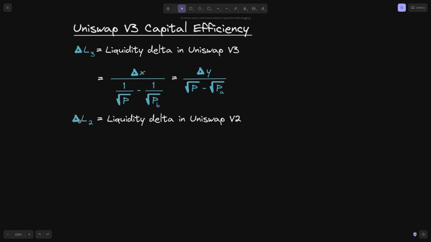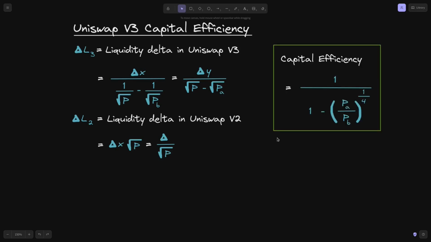We'll also say that delta L2 is the liquidity delta in Uniswap V2. If we were to add some tokens to Uniswap V2, then the liquidity will change and we'll label this as delta L2. In Uniswap V2, the liquidity delta can be expressed as the amount of tokens that go in and the current price. Again, this is discussed in another video, which I'll put in the descriptions below.